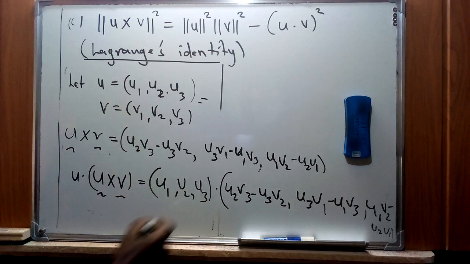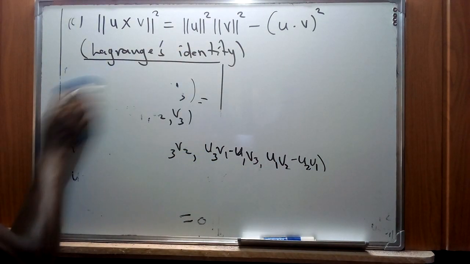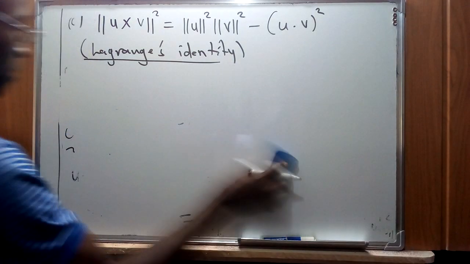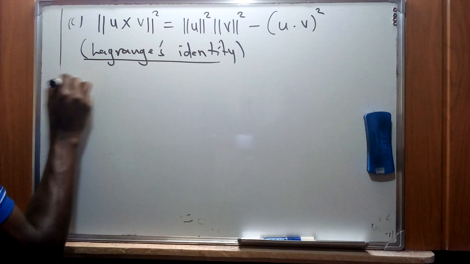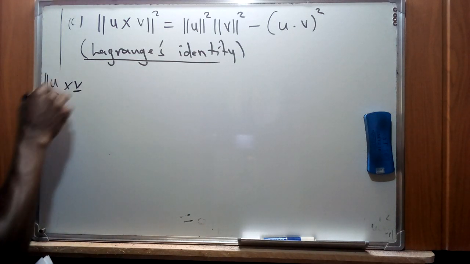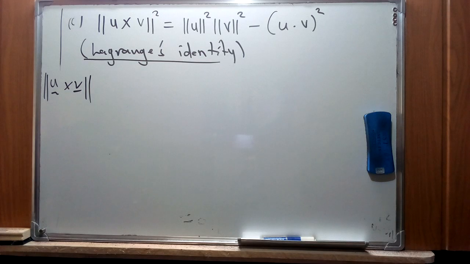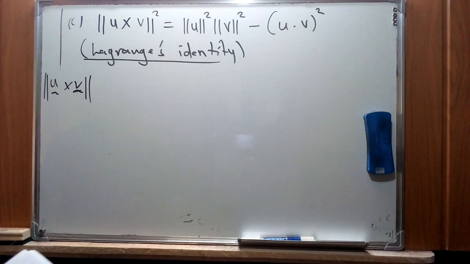So in this case, this product is going to give us 0. Now suppose we have a cross product for U cross V, and then we're going to find the norm, we said those signs represent the norm. We're going to find the norm for that specific vector.